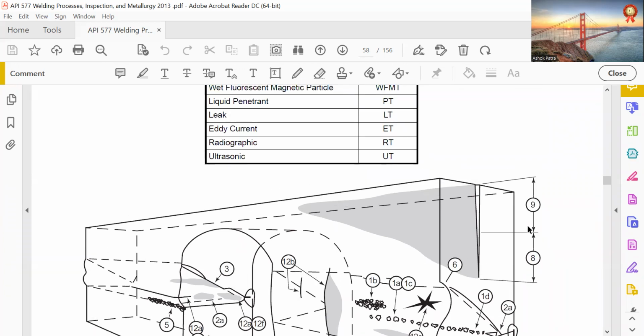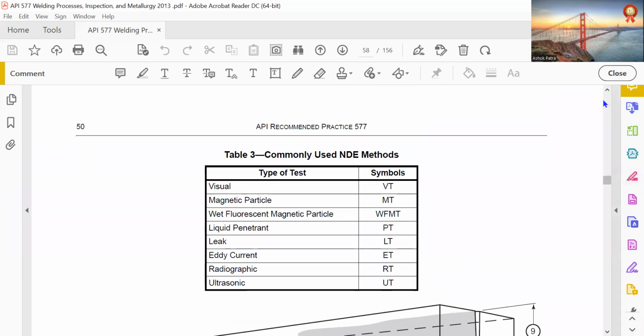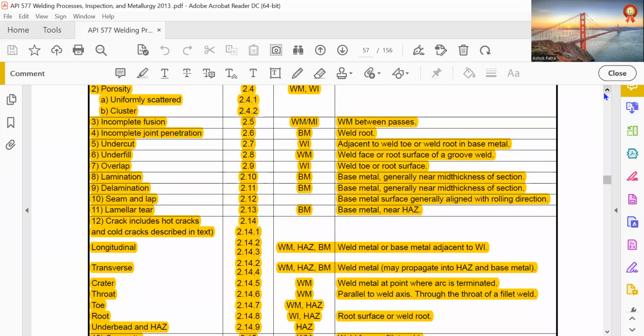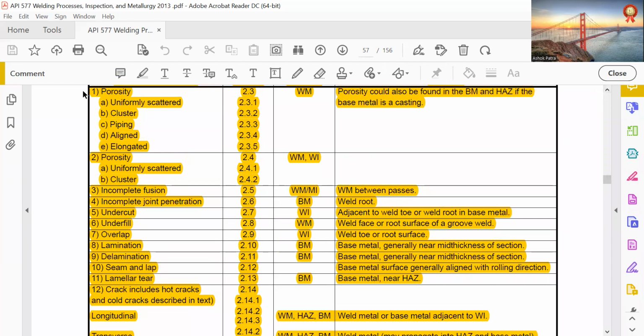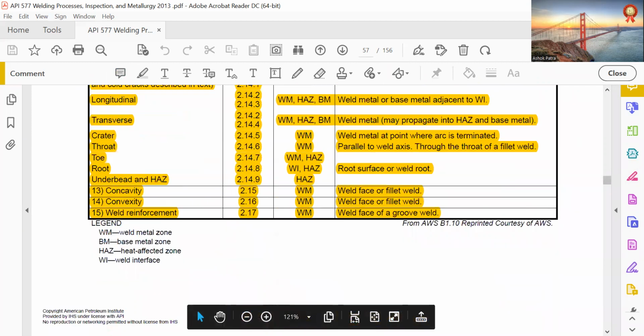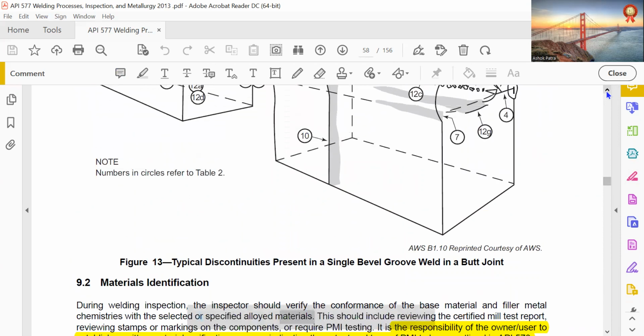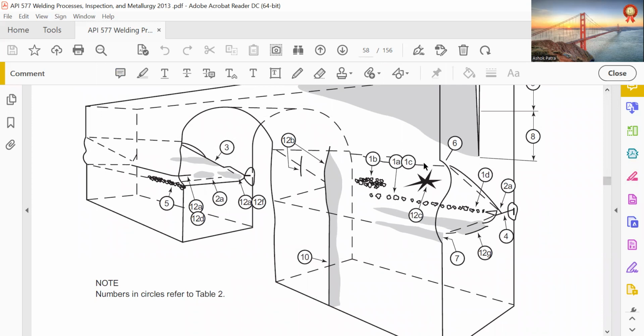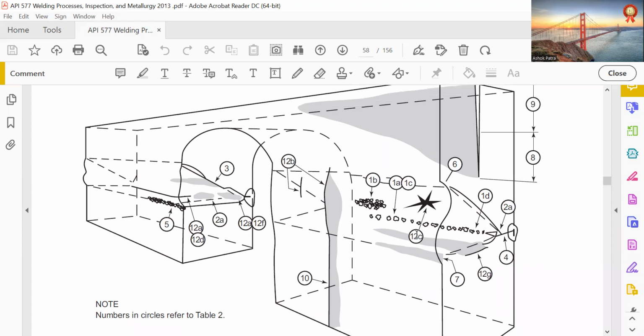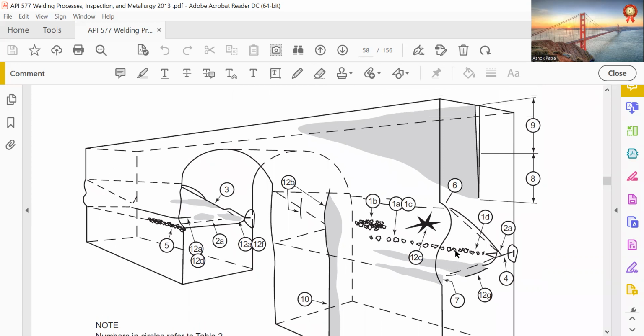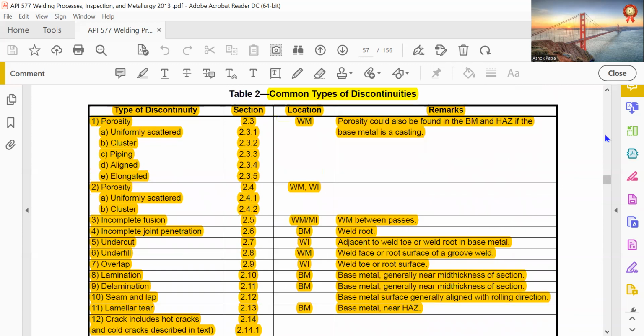They are doing like this. The porosity 1 to 1A, 1B, 1C, 1D, 2A, all things are there. 1, 2 is porosity finish. Okay, incomplete fusion 3, 4, joint penetration.